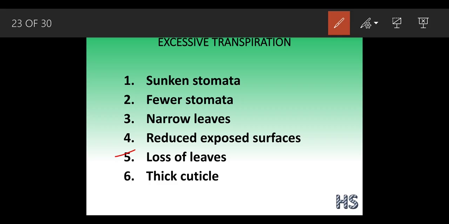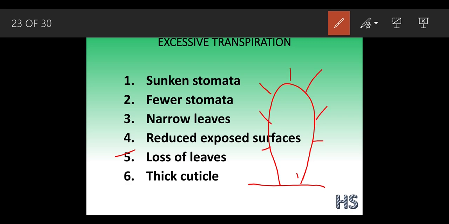Loss of leaves. As we have discussed the cuticular transpiration, that it occurs in a cactus. See, in some cases, leaves may droop or may be absent or change into the spines. Suppose let's draw a cactus. Okay, this is a cactus. What is present out here? See, a cactus does not have leaves, but it does have spines. What is the function of the spines?